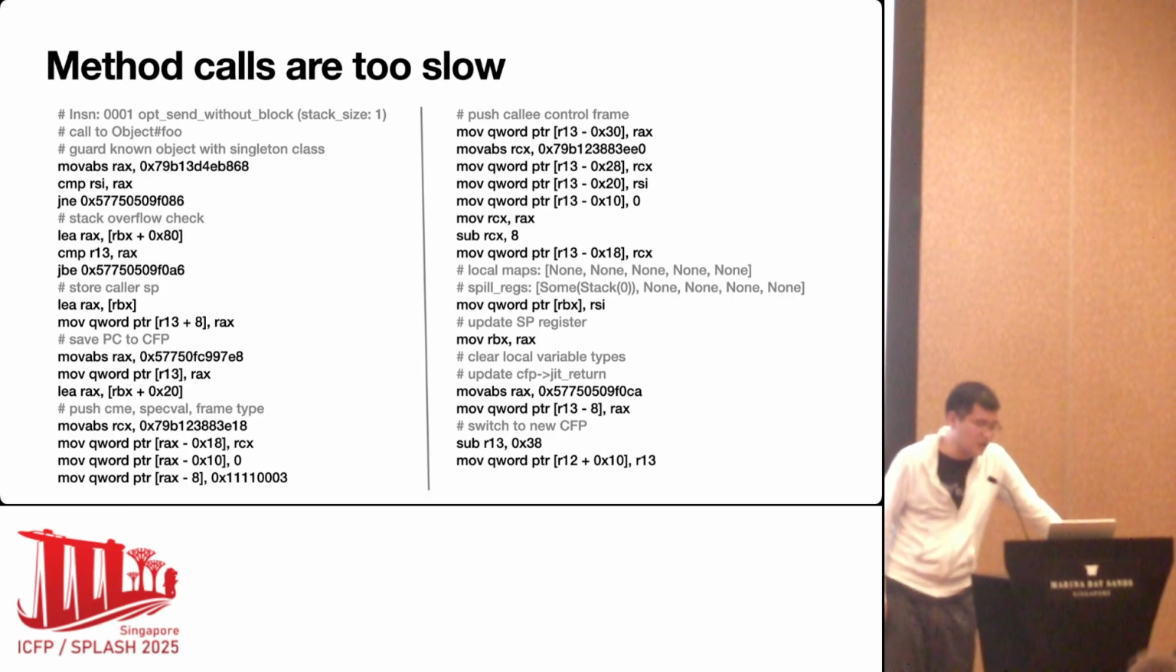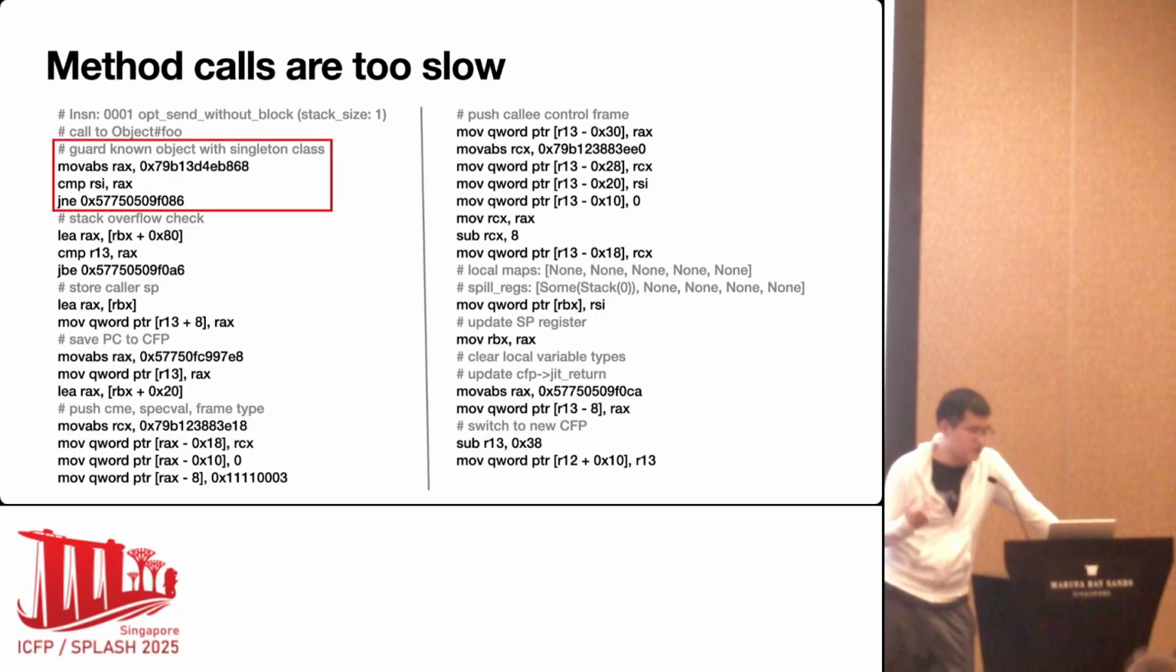Lastly, I'm going to talk about how method calls are very slow in YJIT or the interpreter. This is the native instructions that YJIT generates for the fastest type of very simple method call, but it's still a lot of instructions. So on every method call, it spends cycles for this amount of instructions.